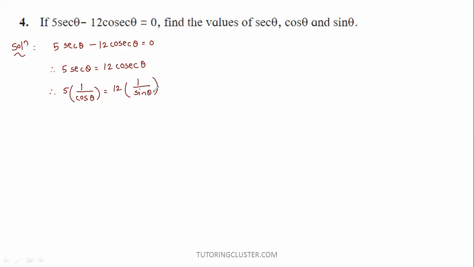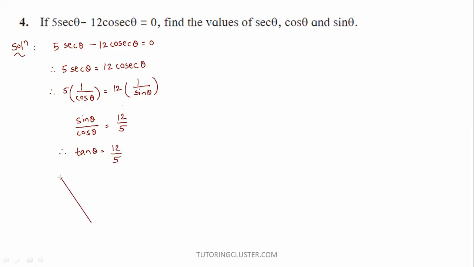Here we have to do the adjustment. I will take this sine on this side, so it will be sin theta upon cos theta, and this 5 on the RHS. So it will be 12 upon 5. So what is sine upon cos? It is nothing but tan. So what can you do now?